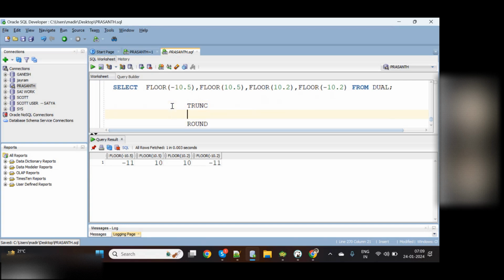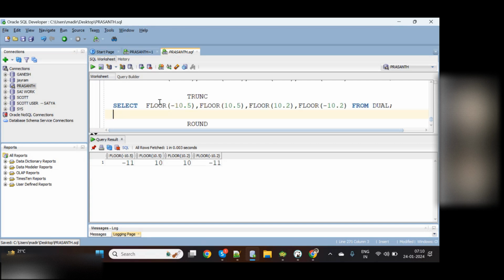Now coming to trunc. Trunc, what will it do? The name itself says it is truncating the decimal. I am giving the same example without confusion. Trunc just wipes out the decimal. Wipe out the decimal means it will not think about rounding or moving or anything. It just removes the decimal, that's all. I will run and see. You can see that it's just removing the decimal, keeping the number as it is. Got it?